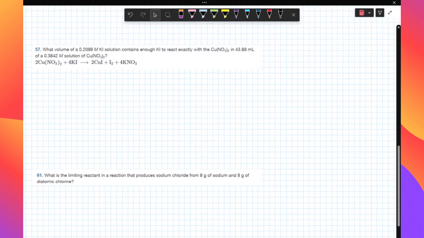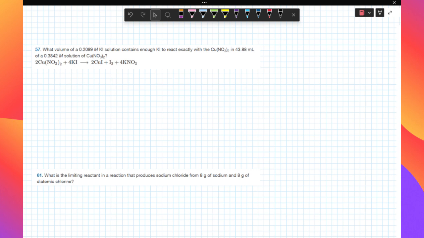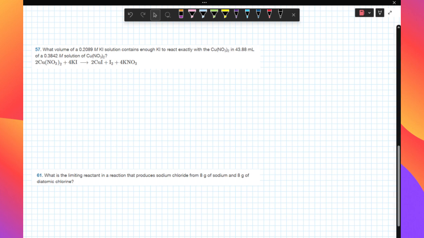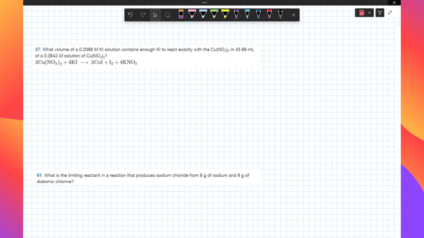Moving on. What volume of a 0.2089 molar potassium iodide solution contains enough potassium iodide to react exactly with, I think that's copper nitrate, in 43.88 milliliters of a 0.3842 molar solution of copper nitrate? I don't want to lead you all astray, so I'm going to find out if that's actually right. Yes, more specifically, that is copper(II) nitrate. Fantastic. Okay.